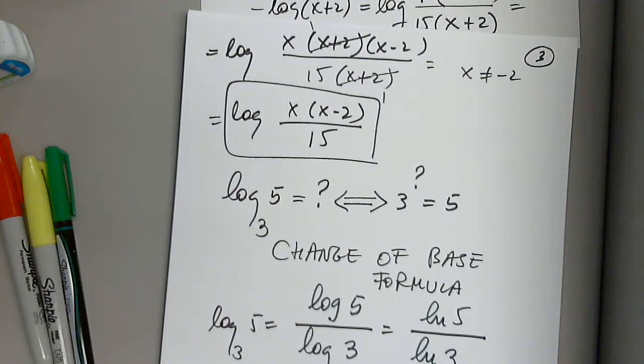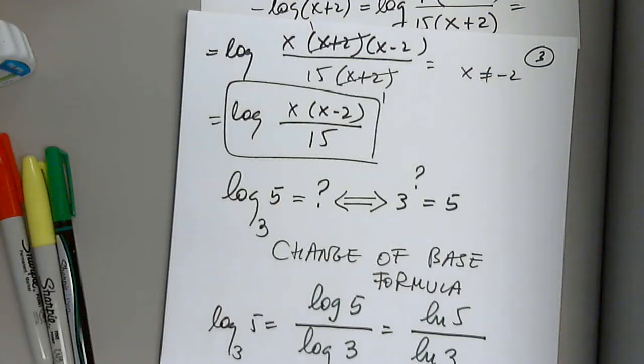So let's go to the calculator. Am I recording? Yes, I'm recording. Okay. So common log 5 divided by common log 3. And if you want, natural log 5 divided by natural log 3. You have to get the same answer. There is only one number. We expected a number between 1 and 2.